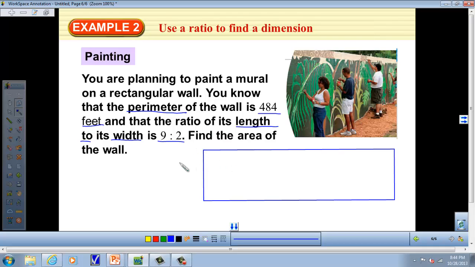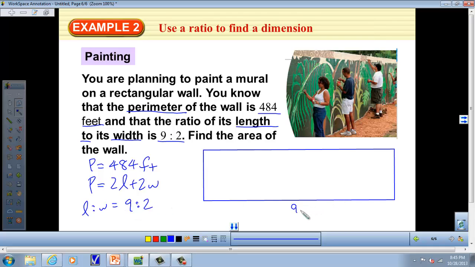Now, since the perimeter is equal to 484, and we know the formula for perimeter is 2L plus 2W, and the ratio of the length to the width is 9:2. We know that it's going to be something to do with 9 going this way and something to do with 2 going this way. And it's not actually 9 and 2 because that won't give us 484. But we know it's going to be a multiple of 9 by a multiple of 2.